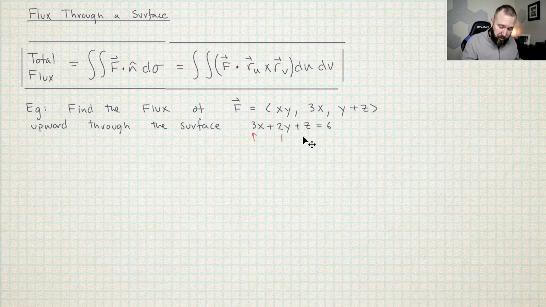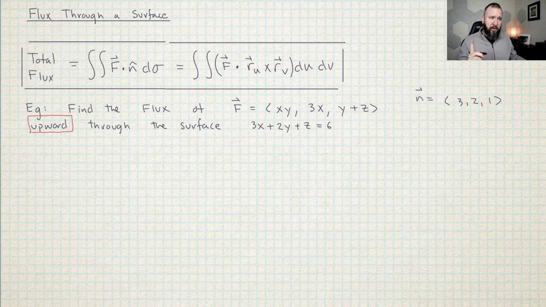Another way you can see this, if you want to think of it this way, is that this is a level curve of a higher dimensional function. So if I want to, I can just calculate the gradient of this surface, well, the gradient of this level curve, and that will give me a normal vector. So I'm going to get n equals (3, 2, 1) here as the normal vector. I just want to point out about this problem that we are trying to calculate the flux upward through this surface.